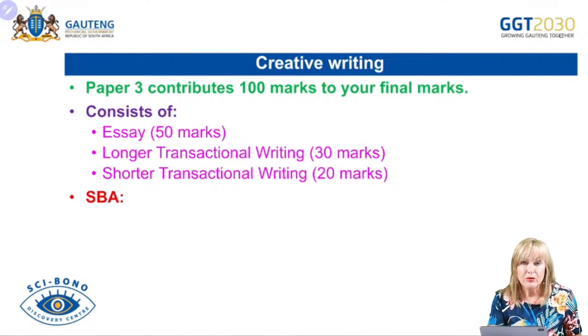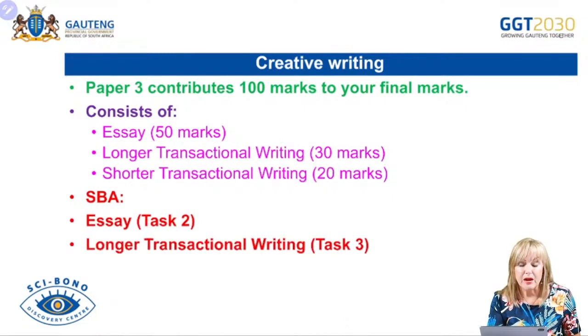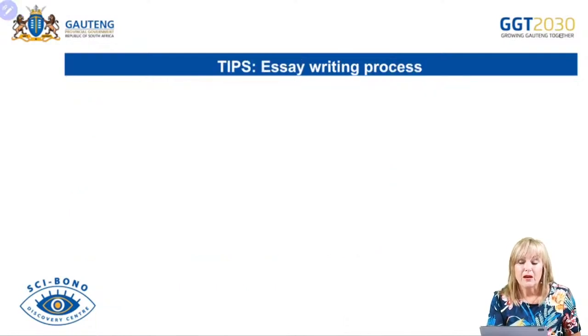Why it's also important that we have to discuss this is because it forms part of the SPA. The essay, which is your task 2, that's 50 marks of your SPA. Then you have to write a longer transactional task in task 3. And in the preparatory exam, you have to respond to a full question paper, write an essay, a longer transactional, and a shorter transactional text. Now let's go through the tips for writing an essay.